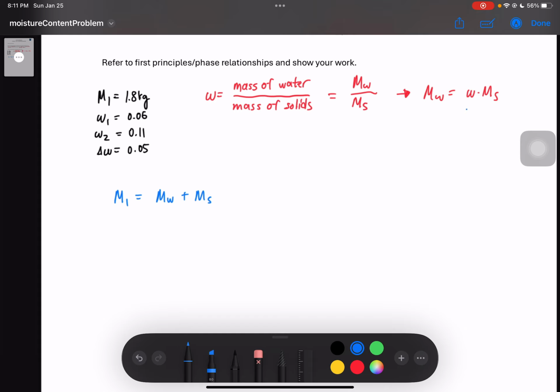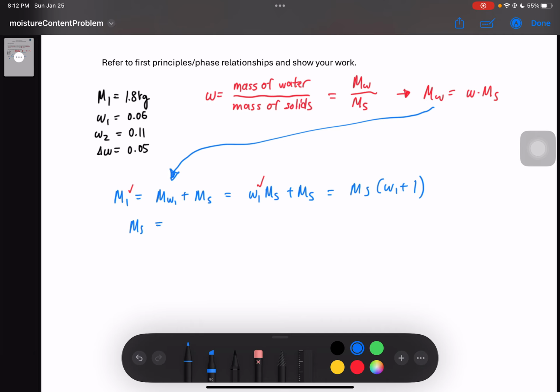Okay, now we can sub in our MW from this into our MW for M1. Technically the MW here is actually MW1 because the water content is a variable that will change, whereas the mass of the solids is a constant through the whole problem. So we get M1 equals W initial times mass of solids plus mass of solids. We know the initial mass of the sample, and we know the initial water content. So let's solve for MS. We factor out MS, we get W1 plus 1, and we divide by initial water content plus 1.